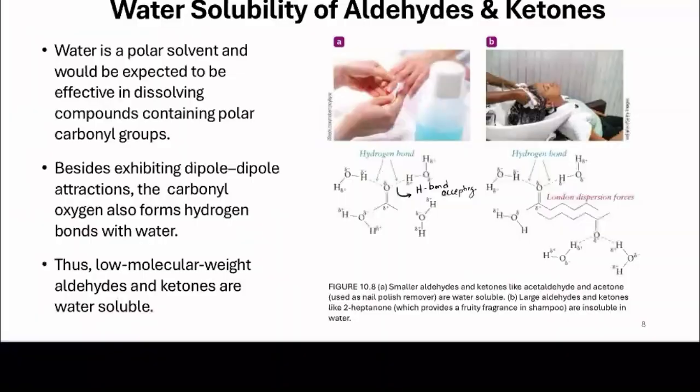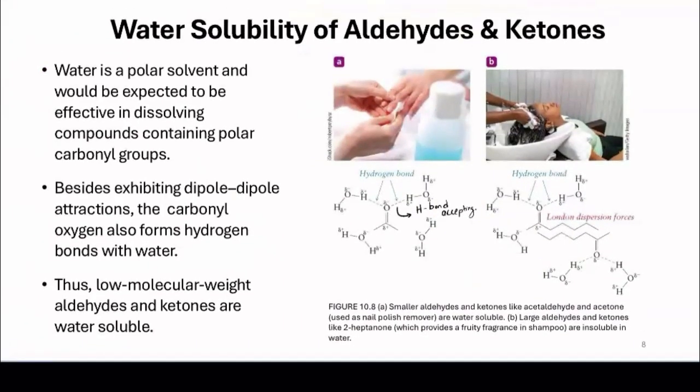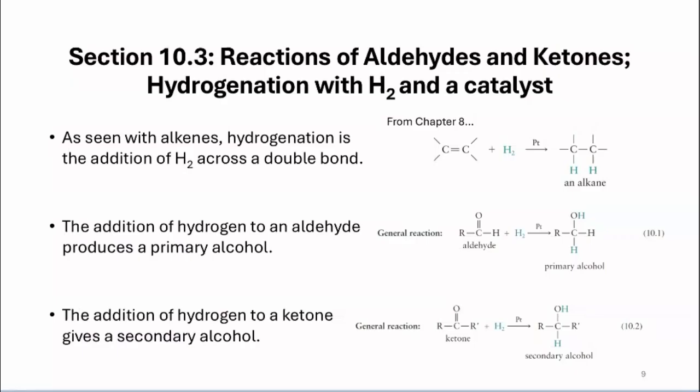So remember that the trend of having 5 carbons or more in a particular molecule and that relating to solubility applies to both aldehydes and ketones. 5 carbons or more, there's a reduced solubility of the molecule. Now we're going to proceed to talk about the reactions of aldehydes and ketones. The first reaction that we're going to talk about is hydrogenation of aldehydes and ketones with the use of a catalyst.